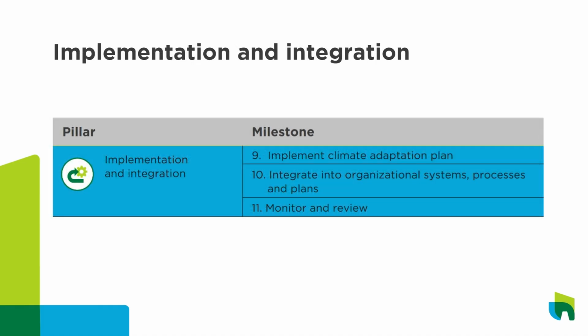The third pillar in the CRC Assessment Tool is called Implementation and Integration. This pillar is about putting the adaptation plan into action, integrating it into municipal plans, policies, and daily operations, and sustaining those efforts over time. This pillar has 3 milestones, starting with milestone 9, implement climate adaptation plan.